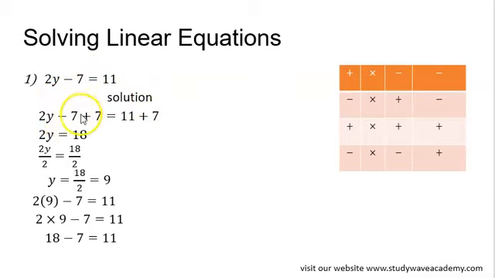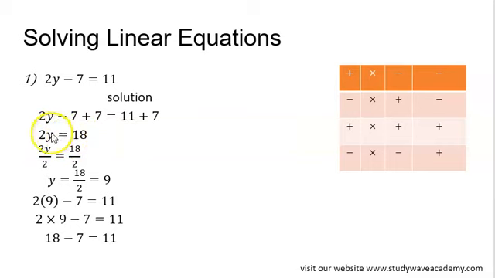So we have 2y minus 7 plus 7 equals 11 plus 7. Remember, we are trying to make this y stand on its own because we are looking for y. So when we do minus 7 plus 7, it will give us what? 0. So we have 2y equals 11 plus 7, which is 18. Okay, so we have gotten to this point, 2y equals 18.